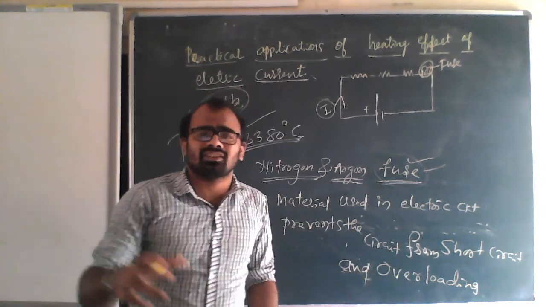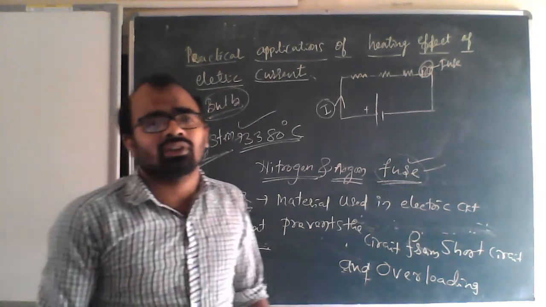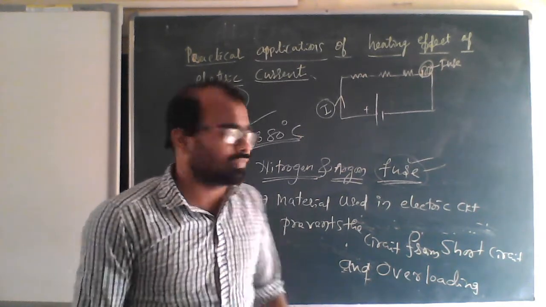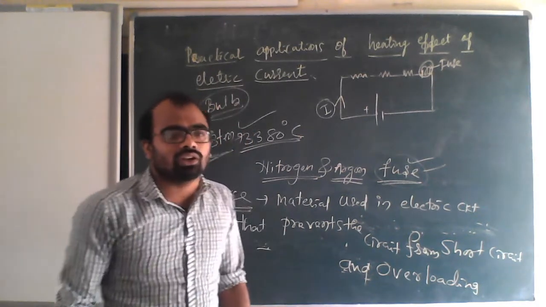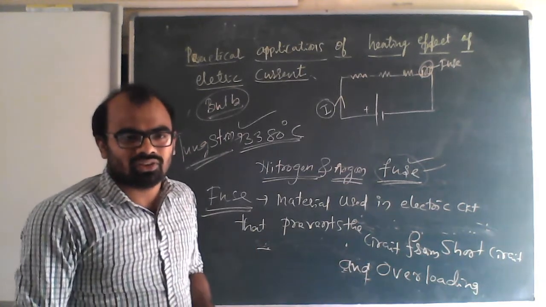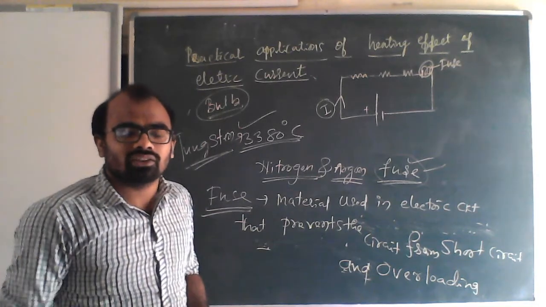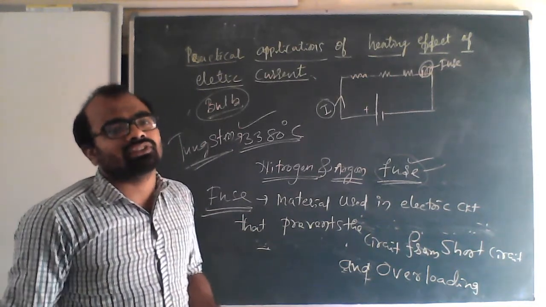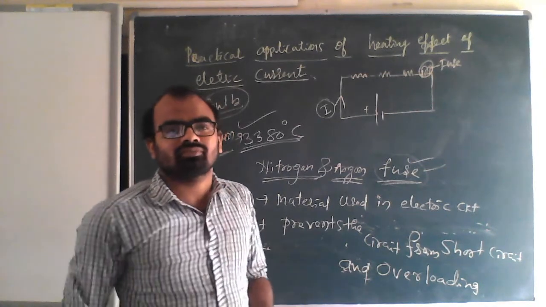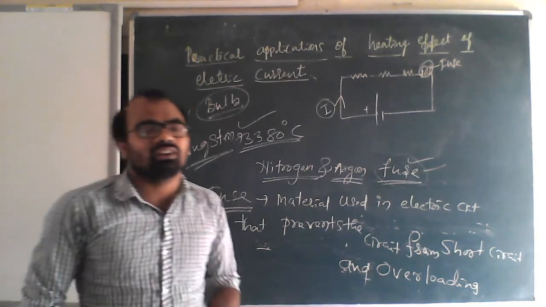You have seen buildings and some shops getting burned out due to short circuit. Short circuit means what? The resistance becomes zero. When the resistance becomes zero, the current will flow high. When the current flows high, it exceeds what the thickness of the wire can carry. Then burning or other things will take place.